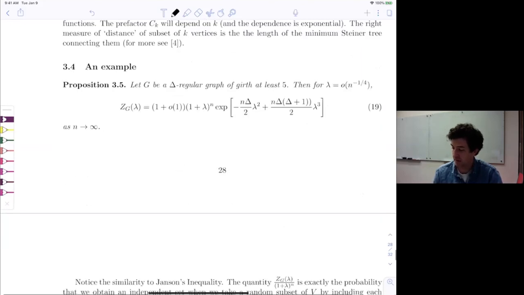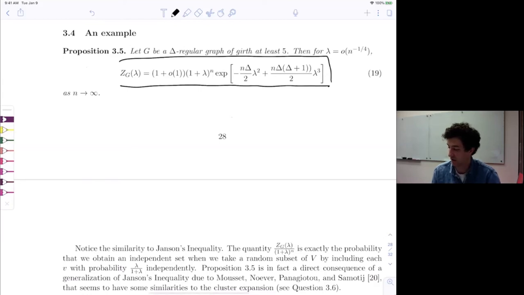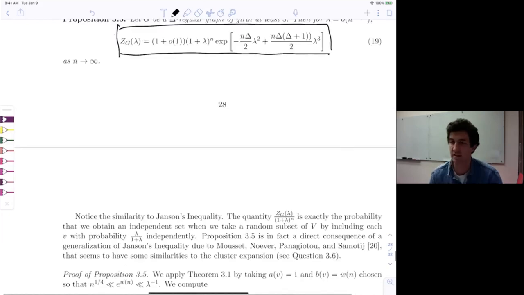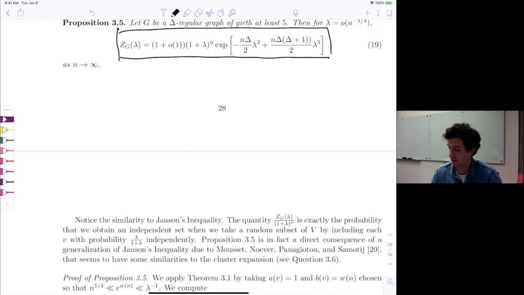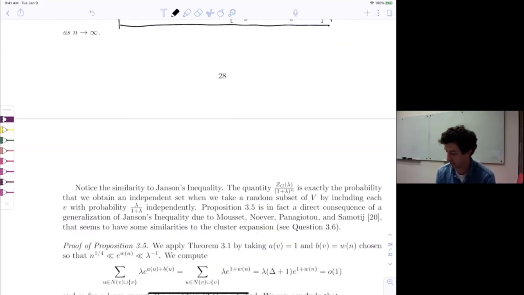Another thing to work through would be this example, and actually I do want to mention this. I give an example. If you have a graph G that doesn't have triangles, then if lambda is small enough, little o of n to the minus 1/4, you get an asymptotic expression for the partition function. And the reason I want to mention this is the following, and I know some people may be in the audience. This is actually kind of similar to Janson's inequality. It looks like Janson's inequality, because Z_G over (1 plus lambda) to the n is a probability. It's exactly the probability you obtain an independent set when you pick a random subset of vertices independently. And then this cluster expansion formula for the partition function, actually you could obtain it by the methods of this nice paper by Mousset, Noever, Panagiotou, and Samotij.